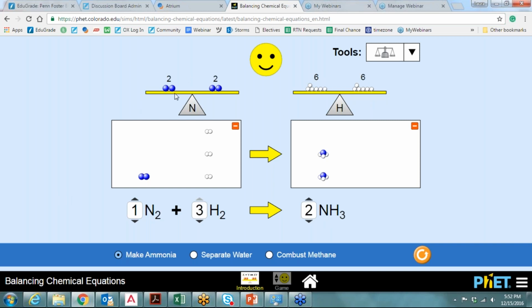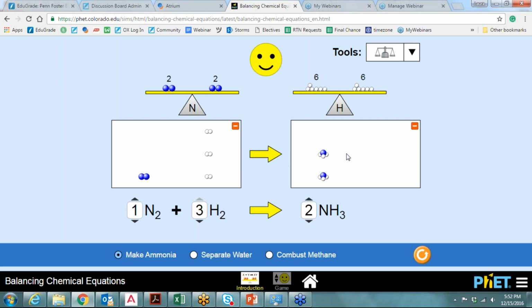All of our nitrogens are balanced, all of our hydrogens are balanced, and we can count down here. We have 1 nitrogen 2, so that means we're starting out with 2 nitrogens in our reactants. If we go over to our products, we have 2 nitrogens. All right, cool. And then let's look at our hydrogens. We have 3 H2, so that gives us a total of 6 hydrogens. And over here we have 2 H3. 2 times 3 still gives us 6.